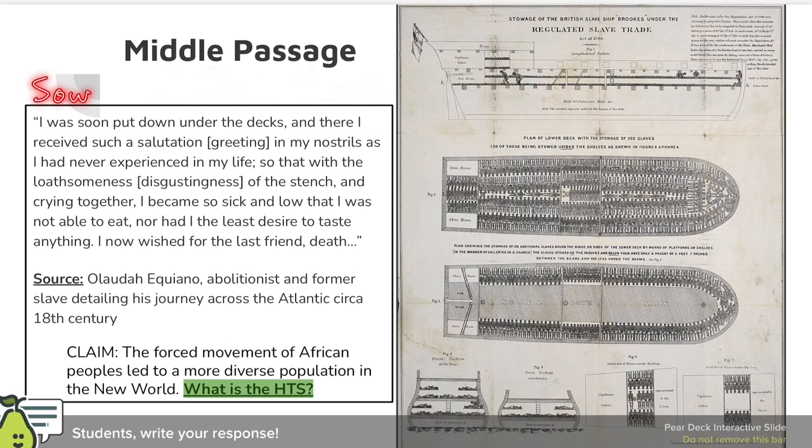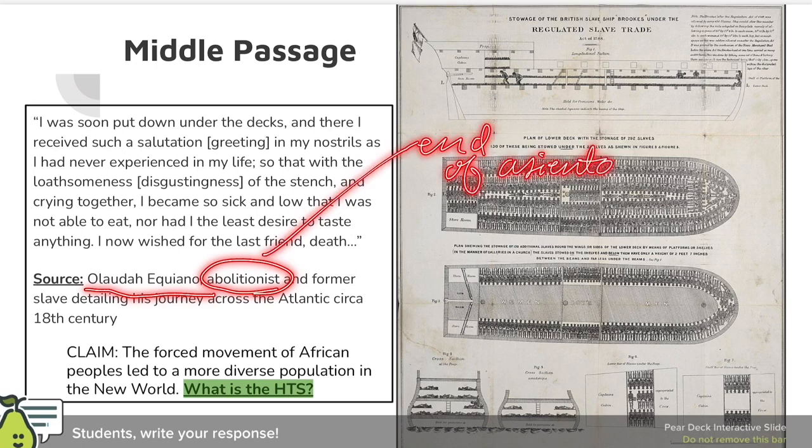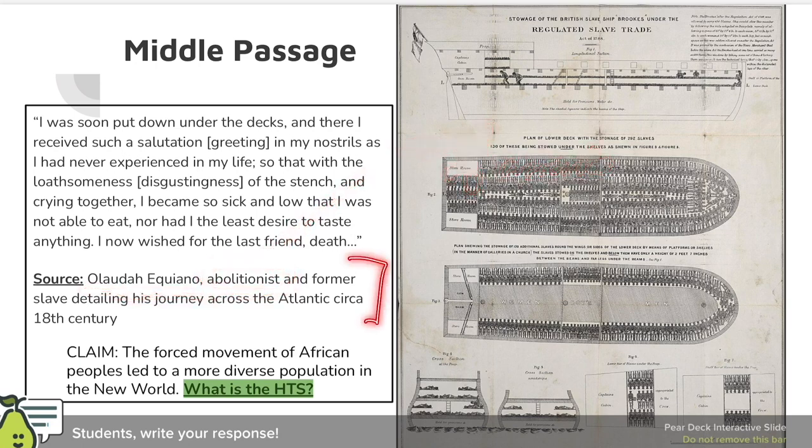So this source, let's call this source B. This source is a first-hand account from somebody who survived the Middle Passage and then escaped from slavery and became a very well-known abolitionist, rallying for the end of the Asiento slave trade. So if this is a first-hand account written by someone who is a witness or a survivor of the Middle Passage, would this be a primary source or a secondary source?